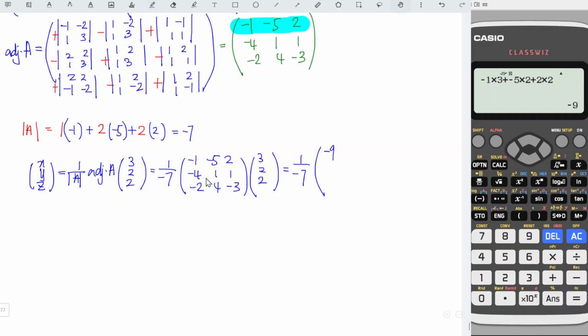And for the second row, apply the same thing. So we should refer to negative 4 times 3. First, first. Second, second, third, third. So we have plus 1 times 2 plus 1 times 2. We obtain negative 8. And the last row, we have negative 2 times 3 plus 4 times 2 plus negative 3 times 2. And we obtain negative 4. In other words, x is equal to negative, negative, positive, so 9 over 7, y equal to 8 over 7, while z equal to 4 over 7.